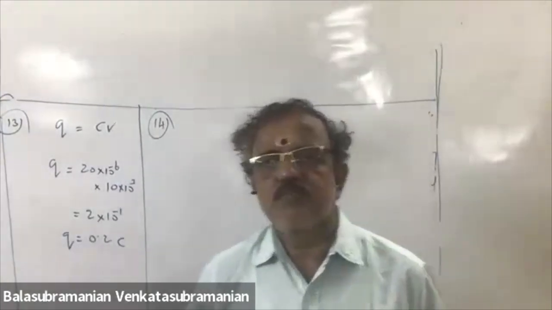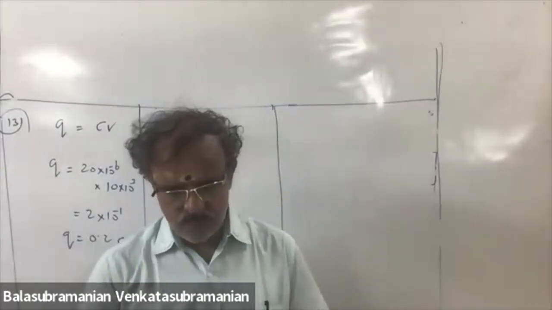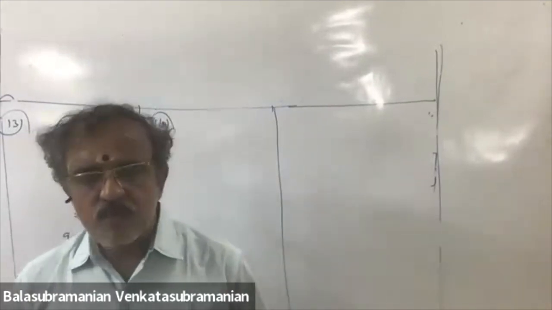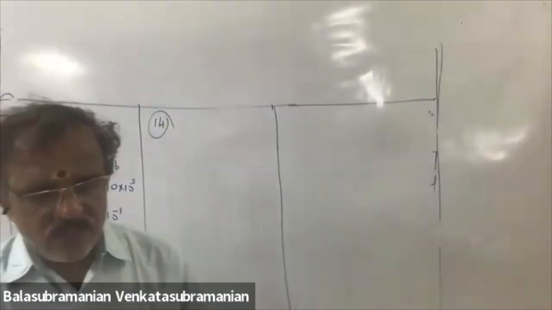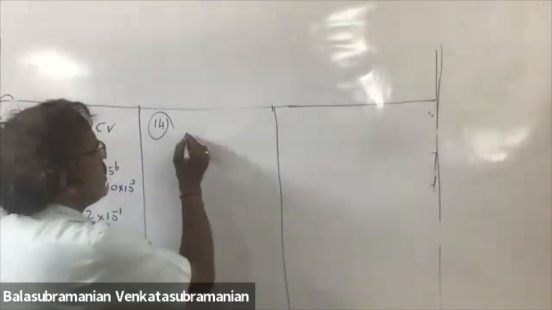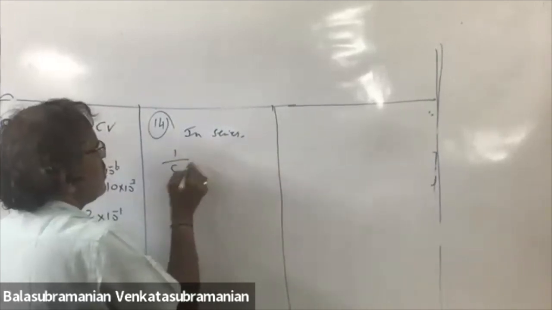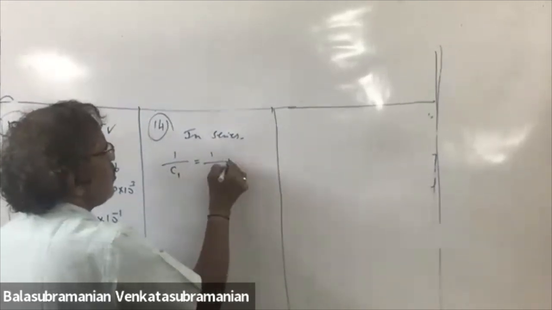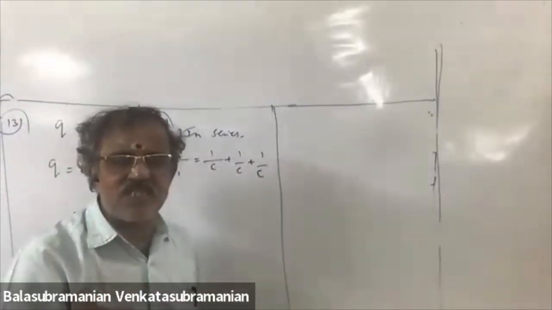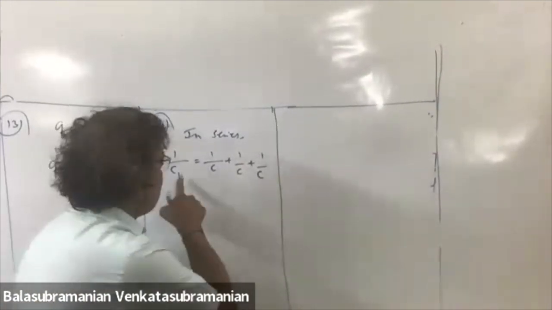14th one. Three capacitors of equal capacitance, when connected in series, have net capacitance C1. In series, what is the formula? 1 by C plus 1 by C plus 1 by C. Equal capacitances, three capacitances. Net value they have given C1.